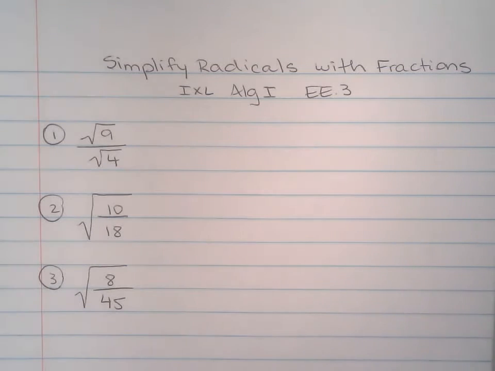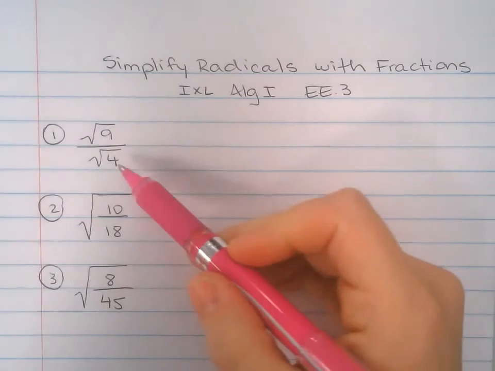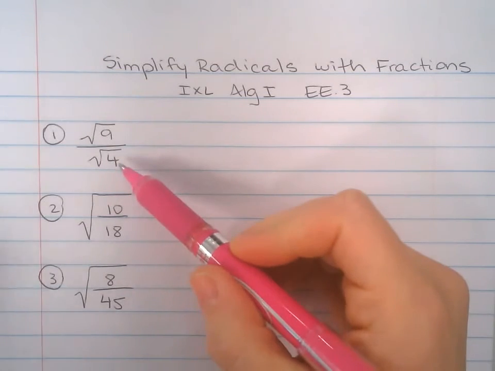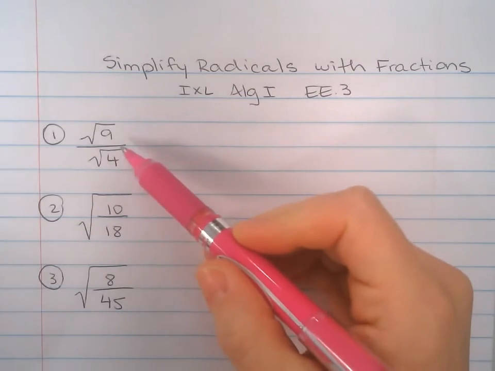Today we will simplify radicals with fractions. I chose 3 examples to help you with Algebra 1 EE3. So first example here, we have 2 perfect squares. It's still a fraction, but they're both perfect squares.